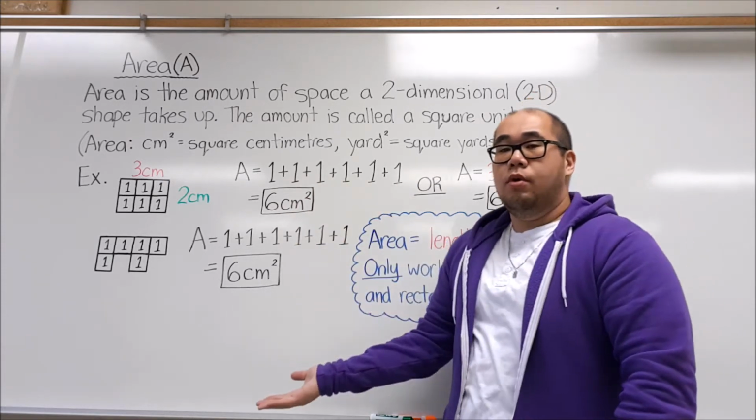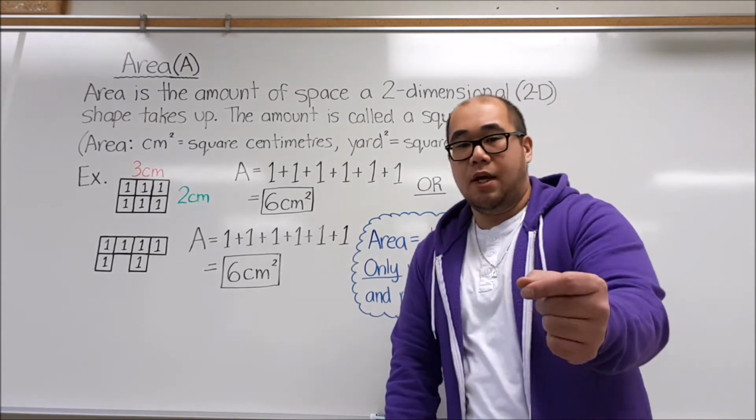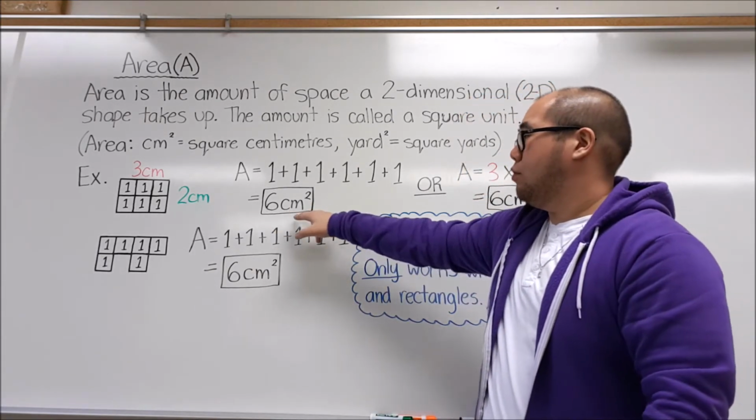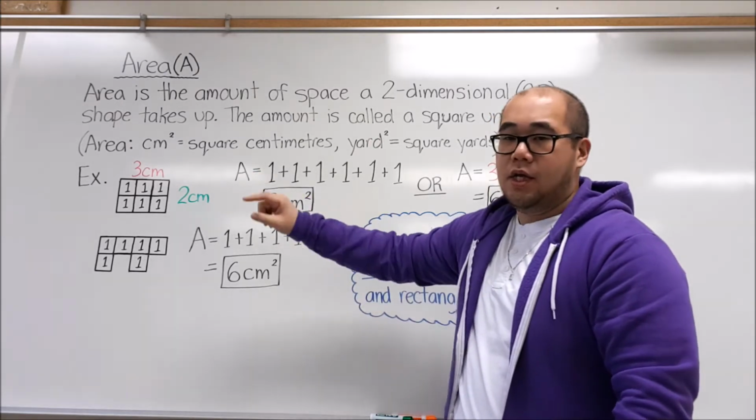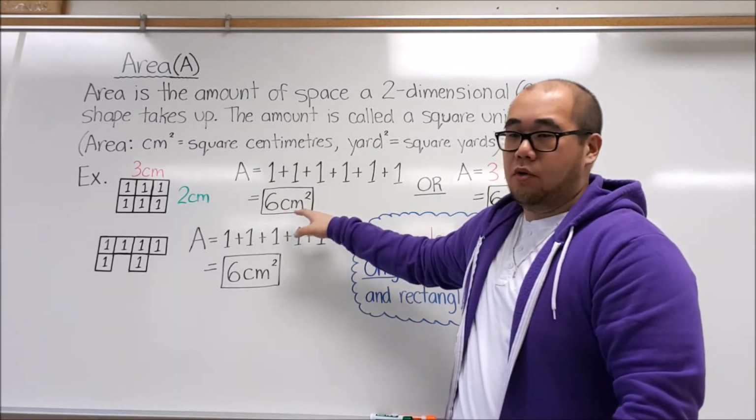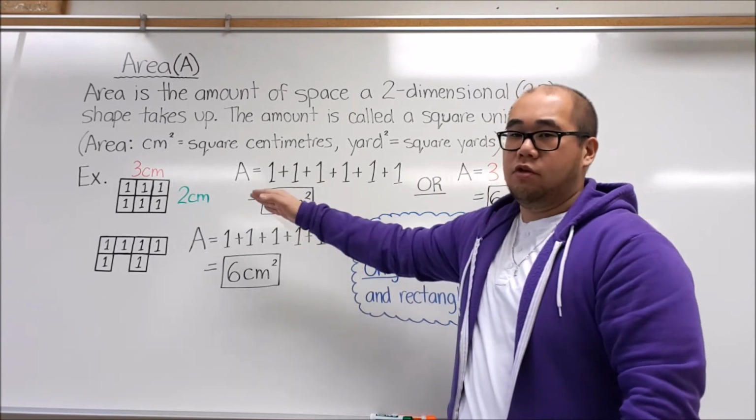Now, just like with perimeter, if you watch the perimeter videos that I made, you have to make sure you include the unit in your answer. In this case, the unit is centimeters, and it's centimeters squared. So 6 centimeters squared is the answer for this first one.